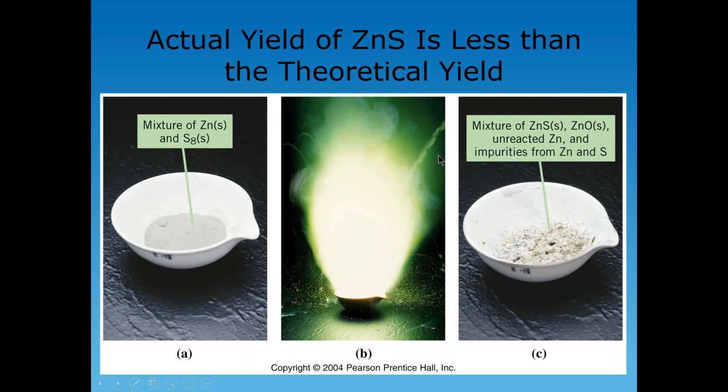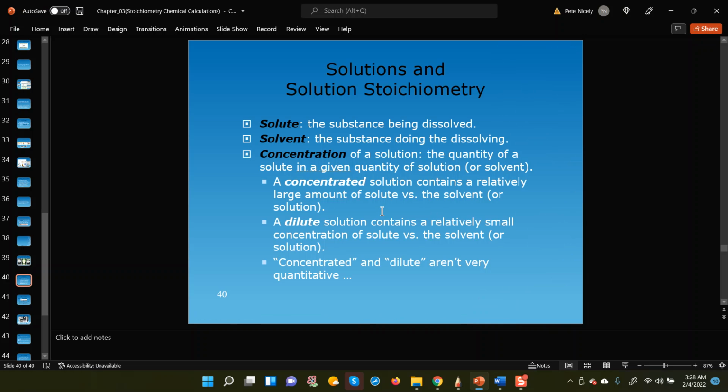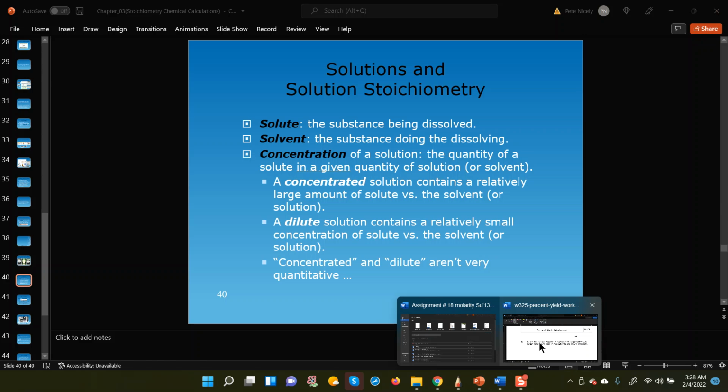In some cases, I didn't mention this in the previous slide, but in some cases, the reaction may not result in all of the reactant reacting. So you may have some unreacted zinc, all right? And also you may have impurities that were present in the original reactants, zinc and sulfur. So these are some other factors that could affect the actual yield of zinc sulfide being less than the theoretical yield, all right?